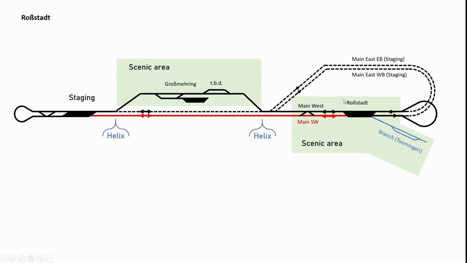On the right with Rostadt and the branch line, this is what we already discussed. We've been looking at this. As you see on the far right, there is this turnaround loop, and then there are 2 tracks, the dotted line. There's 2 arrows here to indicate the direction as well.